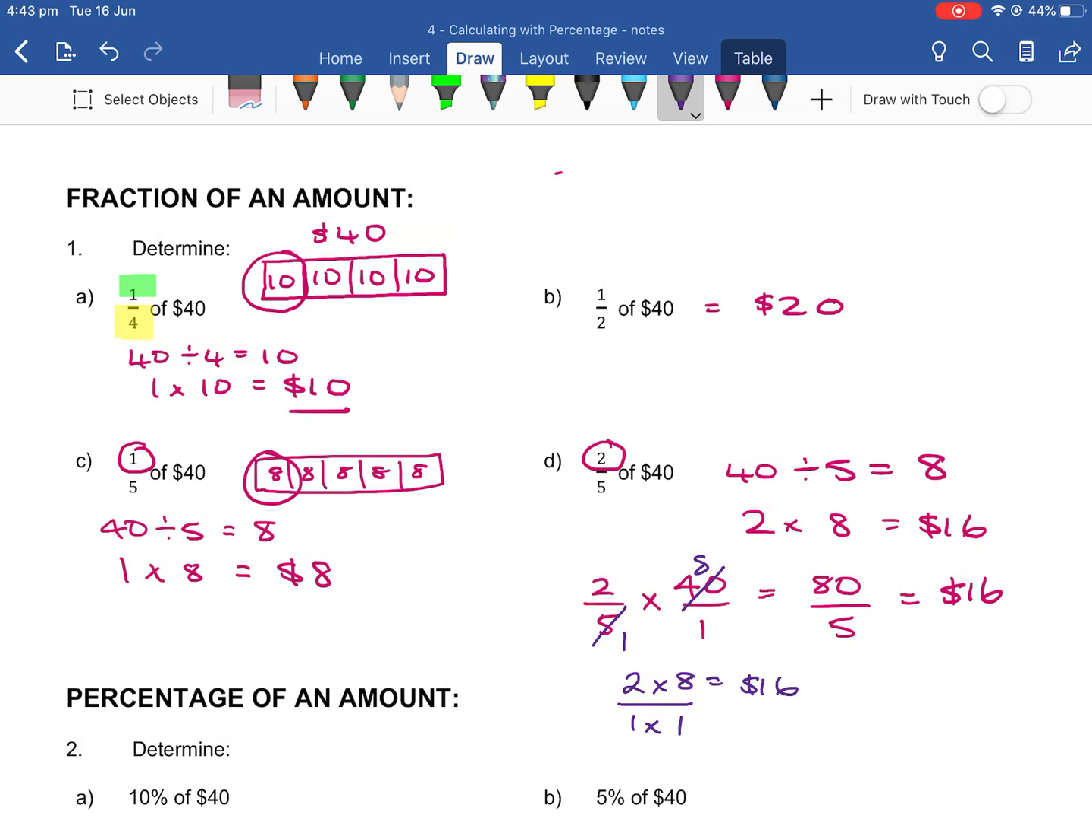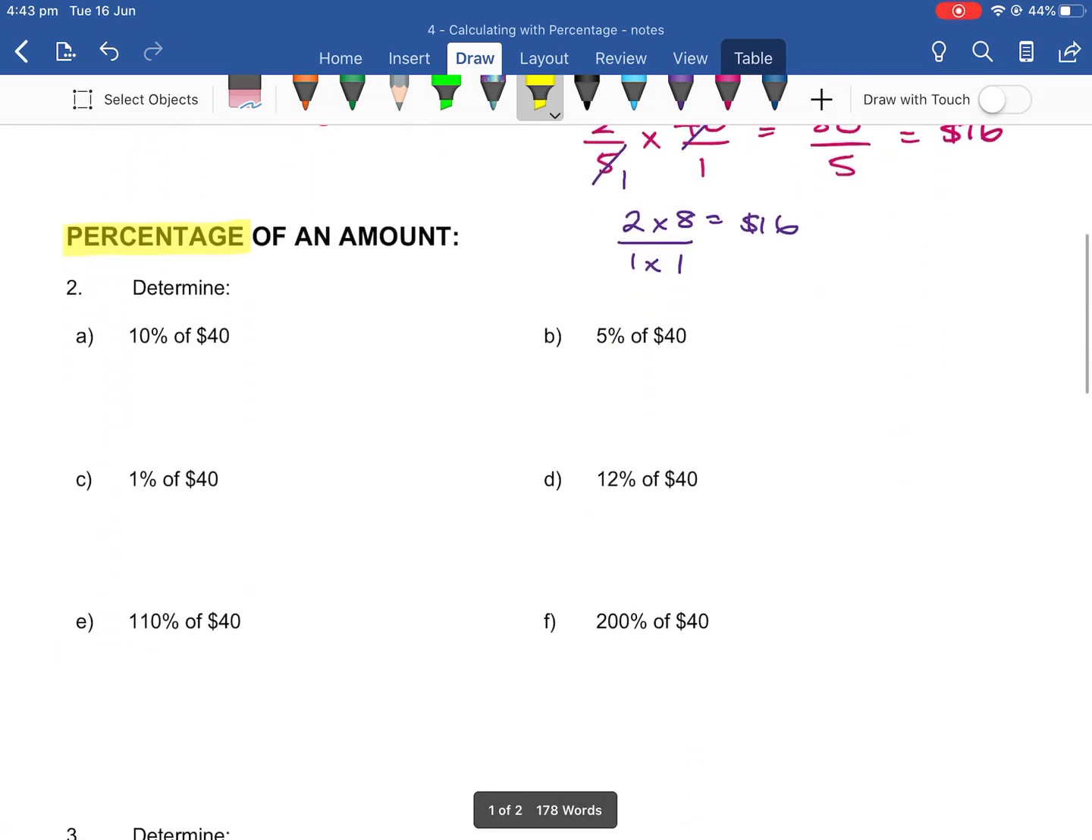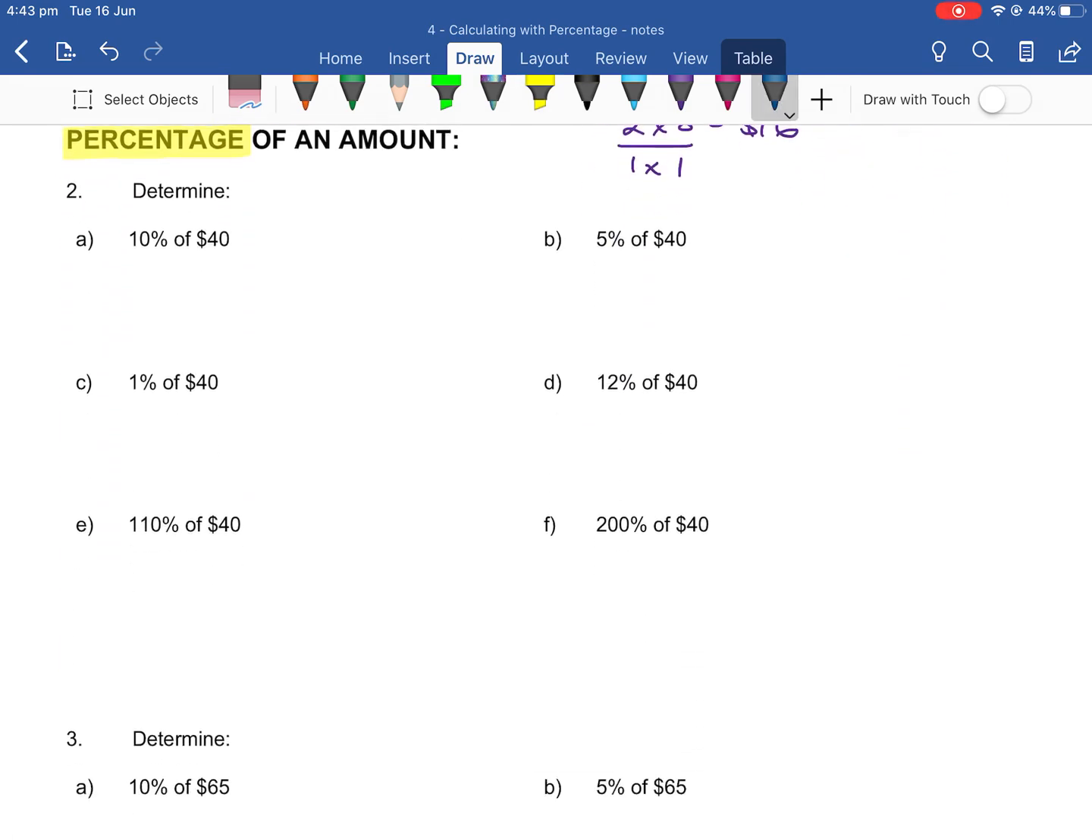So let's see how this works when we're trying to find the percentage of an amount. It's pretty much the same idea because a fraction or a percentage are just two different ways of representing a value. So let's take a look. We want to determine 10% of $40. Now we know, because we've been converting between fractions and decimals and percentages, that 10% is 10 out of 100, or in fact, a tenth. So 10% is the same as finding a tenth of $40.